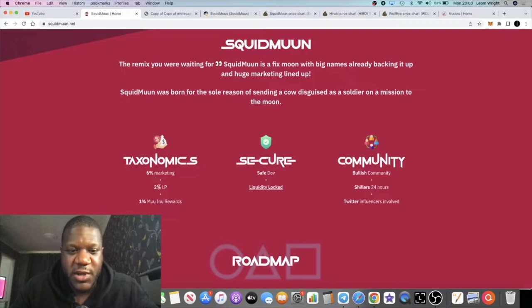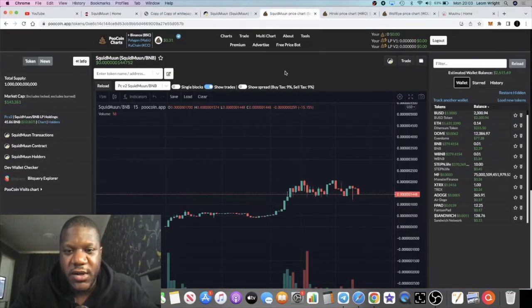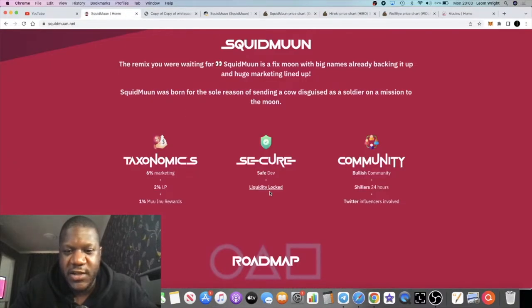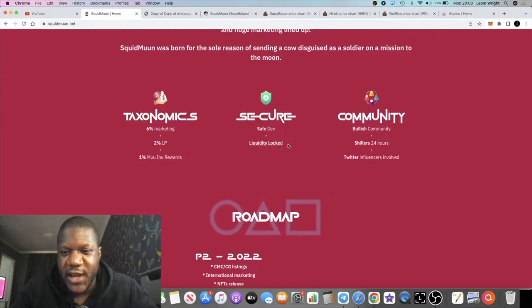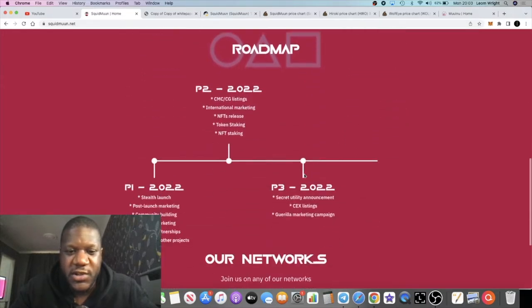All right, guys. So yeah, tokenomics, it looks like 9%. Let's just have a look on the chart. It is 9% in, 9% out, buy and sell tax. Okay, safe dev, liquidity locked. Shillers for 24 hours, Twitter influencers, and so on.